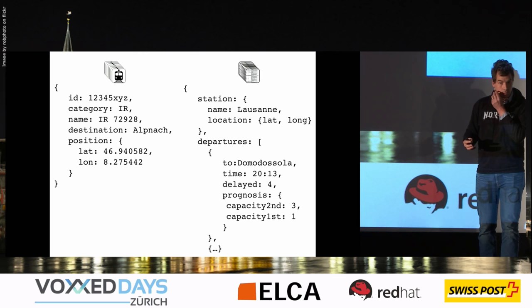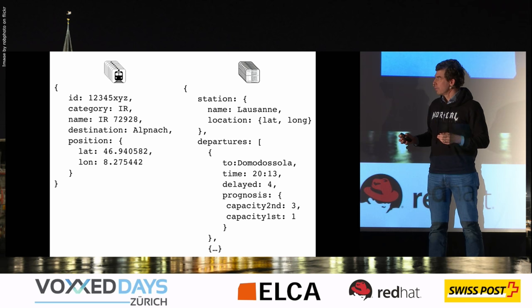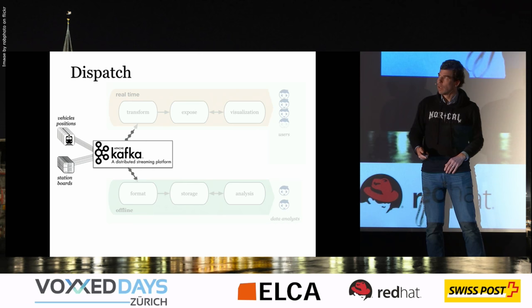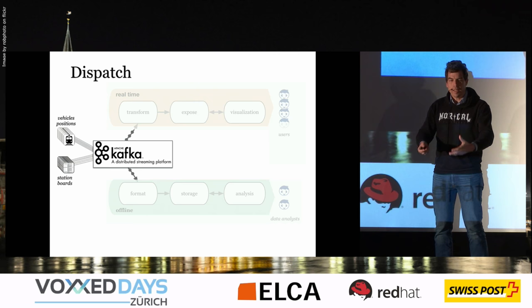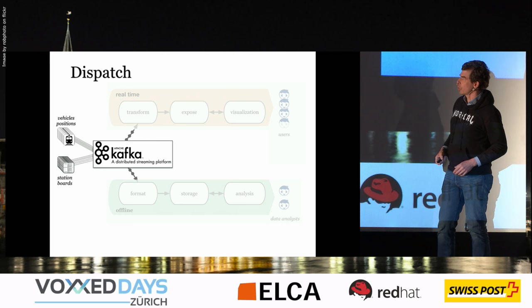A forecast of how full it is. So we can get this information, and then we need to push it forward. And what we use is a message broker to push events, and then the remaining part of our architecture can then register to that. And for that, we use Kafka.